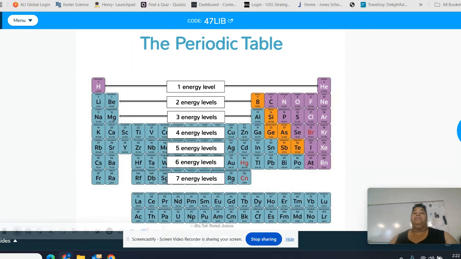Next, we have the periodic table energy levels. So because we know about periods and they run from left to right, if you're in period 1, you're only going to have 1 energy level. If you're in period 2, you're only going to have 2 energy levels. If you're in period 3, you're only going to have 3 energy levels, and so on, all the way down to period number 7.